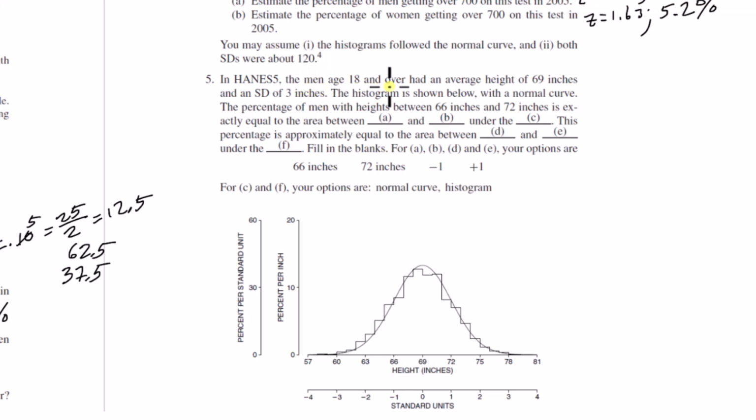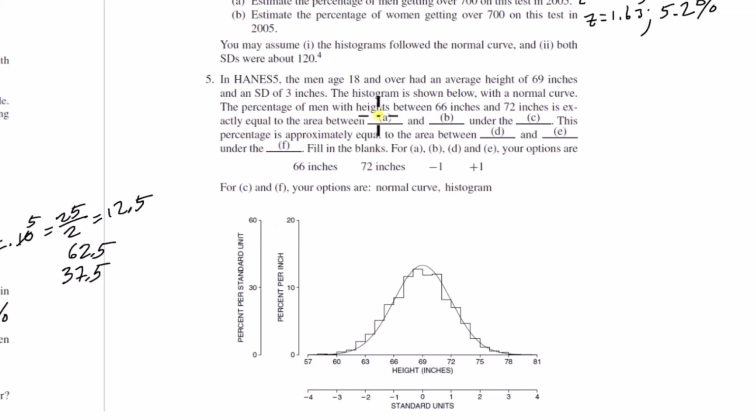The men aged 18 and over had an average height of 69 inches and a standard deviation of 3 inches. The histogram is shown below with a normal curve. So you can assume that if you didn't have the actual distribution, you could assume it's normally distributed. But you do have the actual distribution, so why would you even assume a normal curve? This is just for illustration.